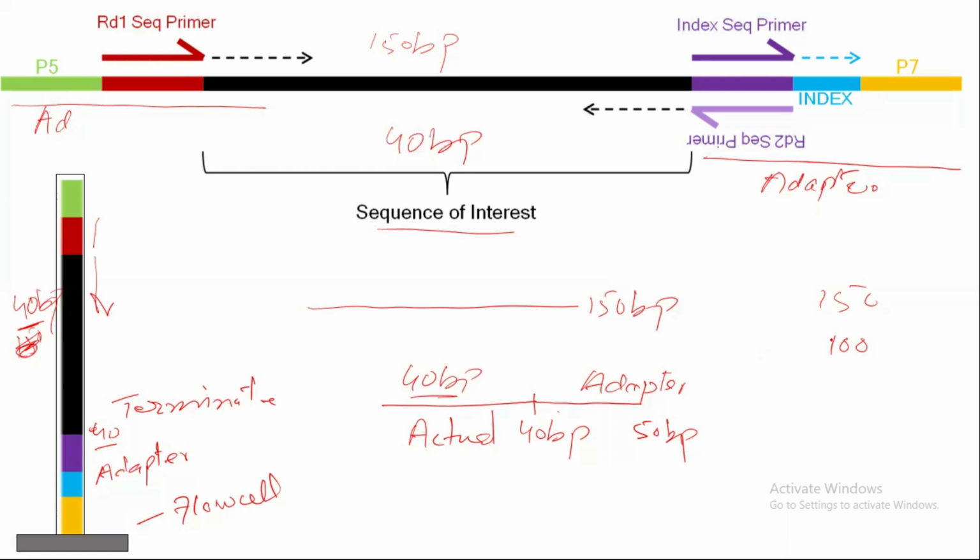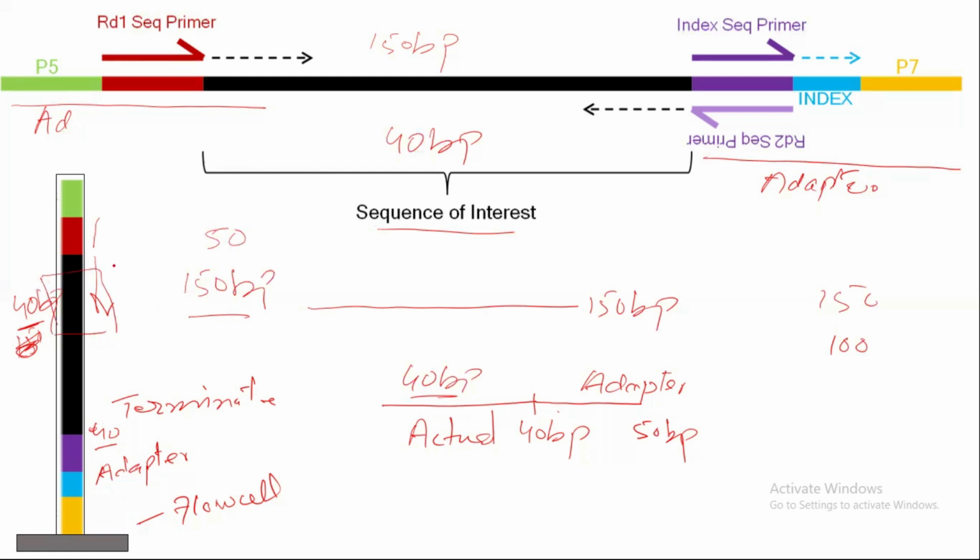It is also generated when the adapters are being removed. Another important thing is that there is also a chance that the sequencer just terminates before the time. For example, when it is set for a maximum read of 150 base pairs, it may terminate because of a technical reason, insufficient reagents, or some other reason, say at 50, and it just sequences this part.